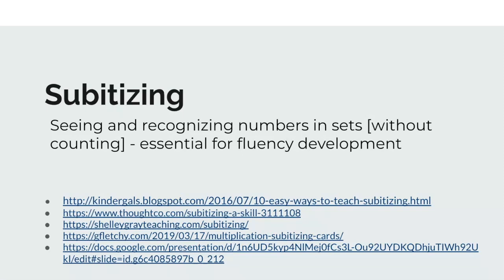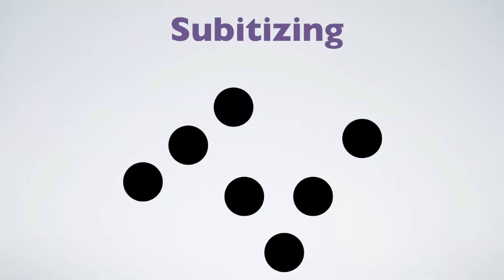This means seeing and recognizing numbers in sets without counting. There are so many great websites with subitizing activities. At the end of this presentation, I will link all of these resources on a Google Doc with a QR code. Let's look at an example of subitizing.